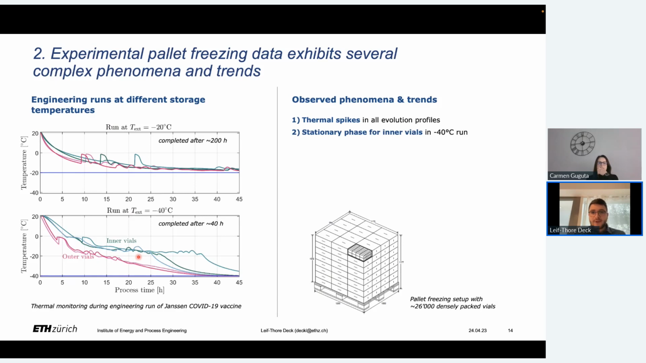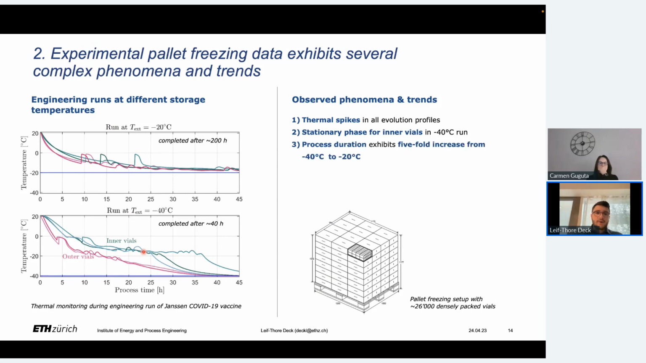We also see a stationary phase for some vials in the -40 degrees run. So the green vials actually are those that are close to the core of the pellet. And we see that over the course of many hours, the temperature here is essentially constant. And that's interesting, and we have to understand why this is the case.